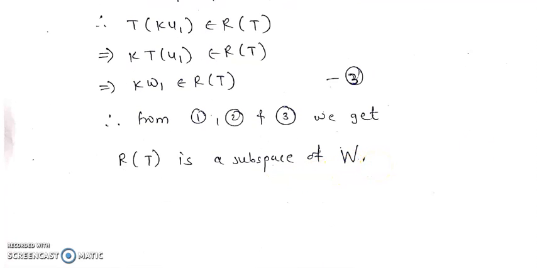And hence we have proved that kernel of T is a subspace of V and range of T is a subspace of W if T from V to W is a linear transformation.